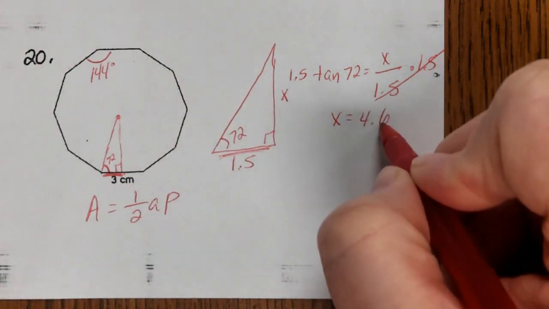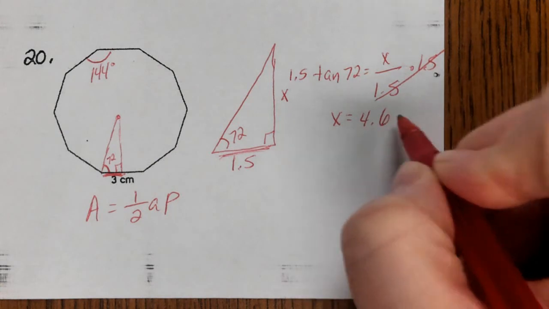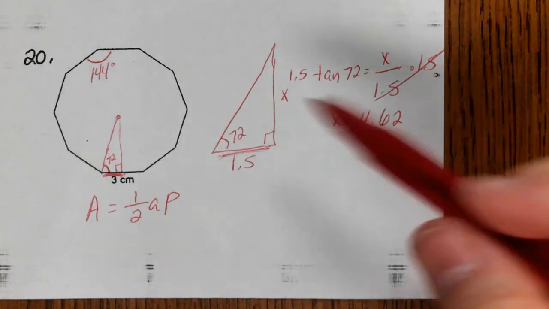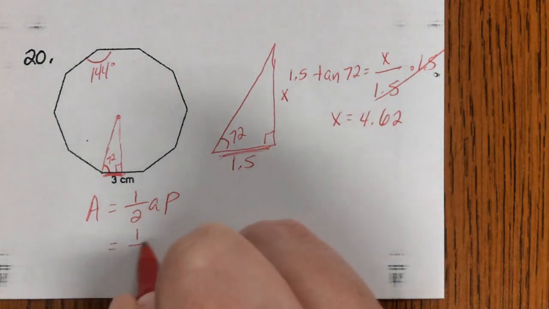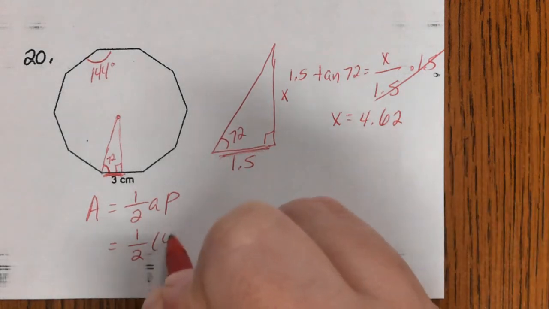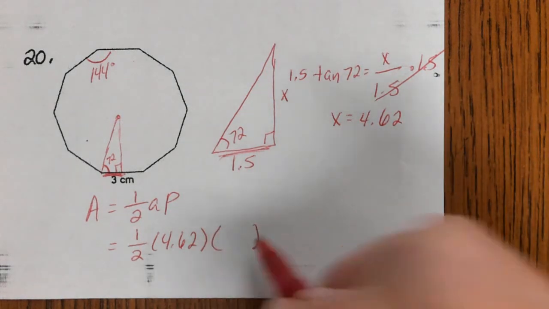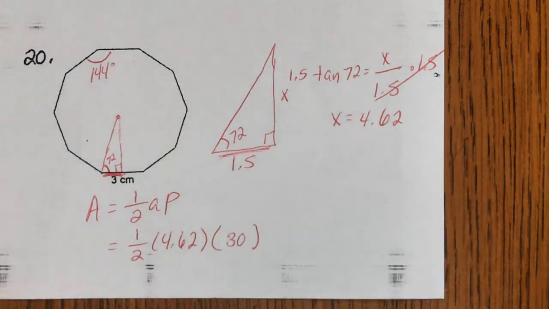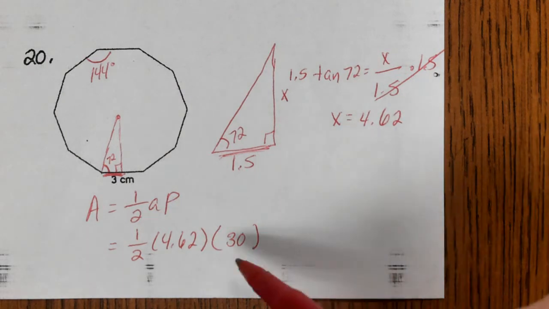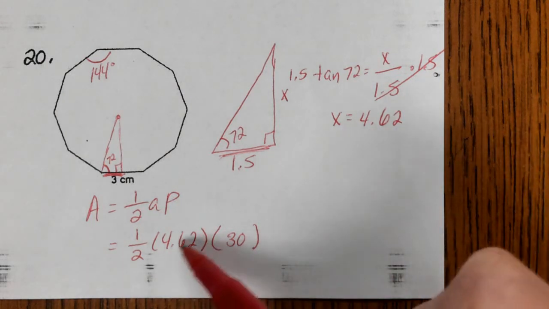4.61? 62. All right, so that's our apothem. We're going to plug that in here. And what's our perimeter? 30. 10 sides, y'all called it a decagon, so that's 10 sides, and if all the sides are 3, that's a perimeter of 30.